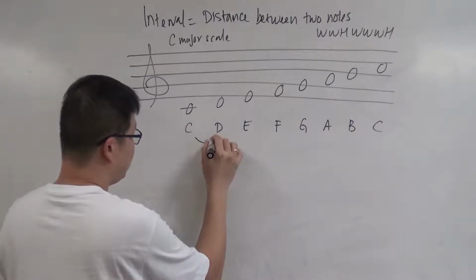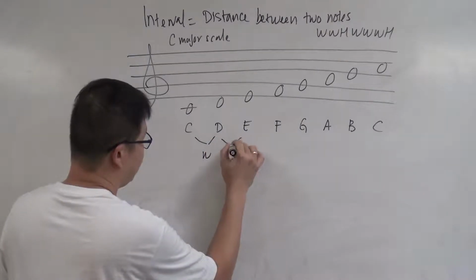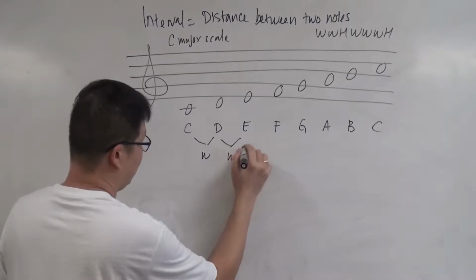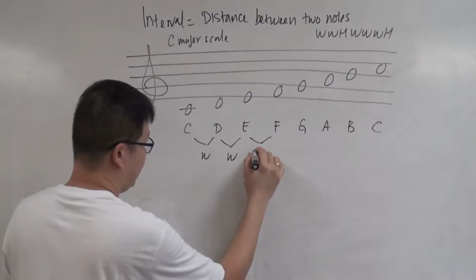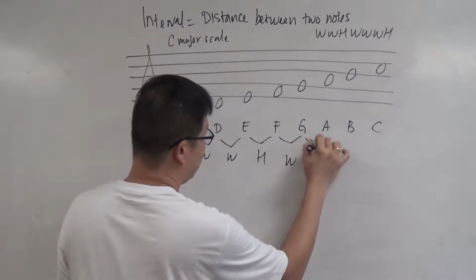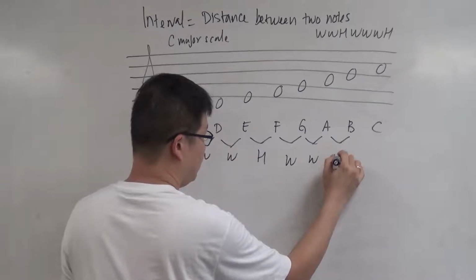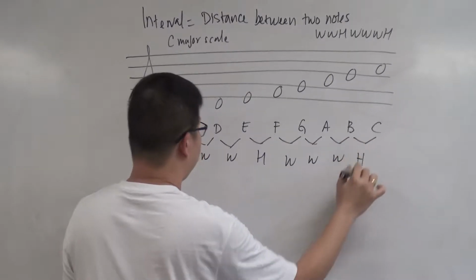Now, what's the distance between C to D? Is whole. Okay. D to E is whole. E to F is half. F to G is whole. G to A is whole. A to B is whole. B to C is half.